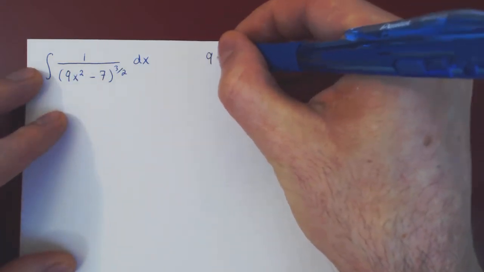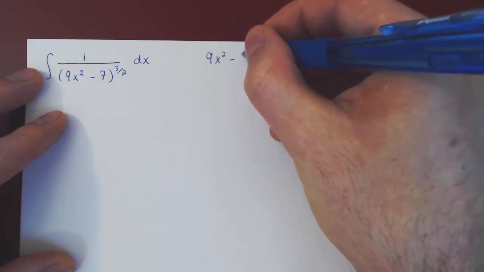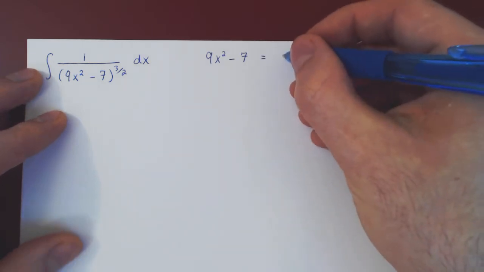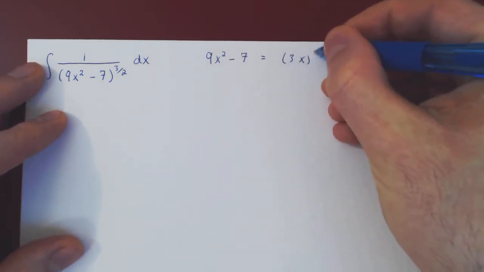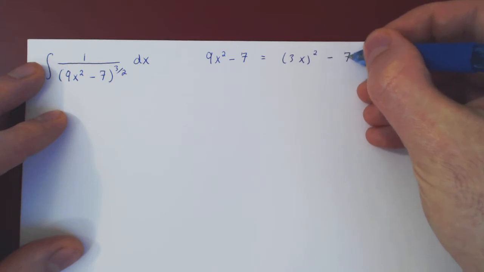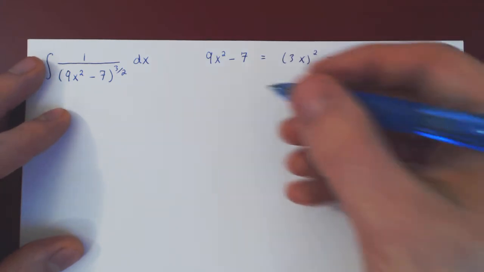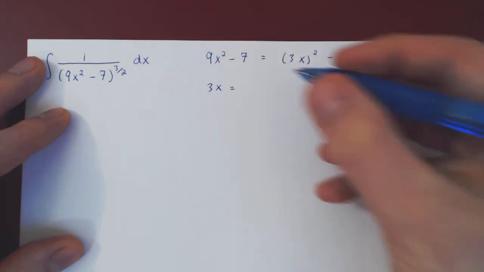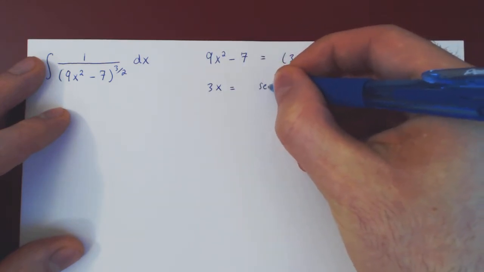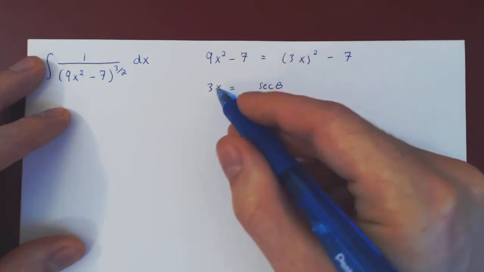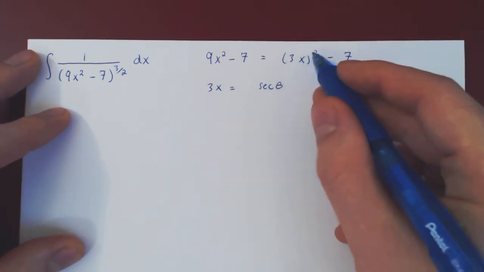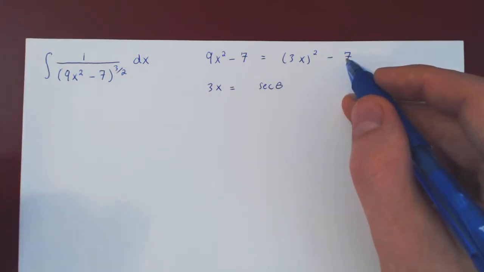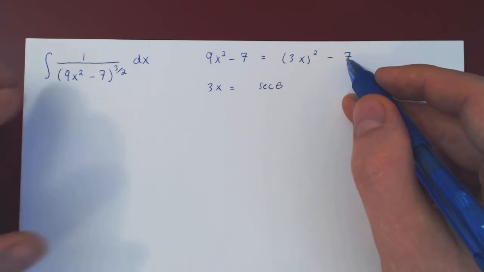So let's take this aside. So we have 9x squared minus 7. And I can write 9x squared as a perfect square, right? It is simply (3x) squared minus 7. And now, if I replace 3x by secant of theta, that's not going to work because I will have then, by squaring, secant squared minus 7, but I need secant squared minus 1 to be able to obtain a tangent squared.